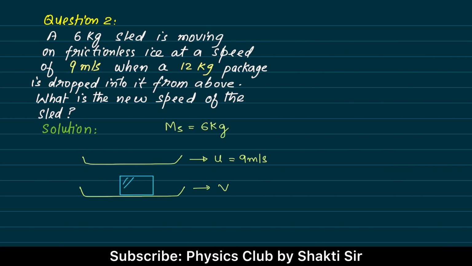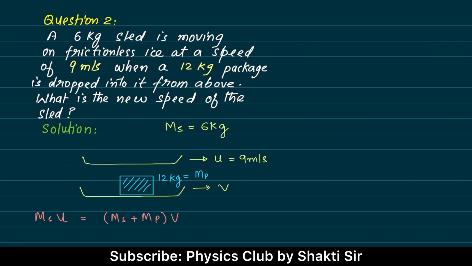So we will apply the conservation of linear momentum. Initial linear momentum is equal to final linear momentum. Initially it is the mass of the sledge multiplied by u, that is the speed of the sledge, and after some time, when they are moving together, the box and the sledge, it is the mass of the sledge plus the mass of the packet, whole multiplied by speed v. Let's put the values. You will get mass of the sledge, which is 6, and the speed is 9, equals 6 plus 12 times v.